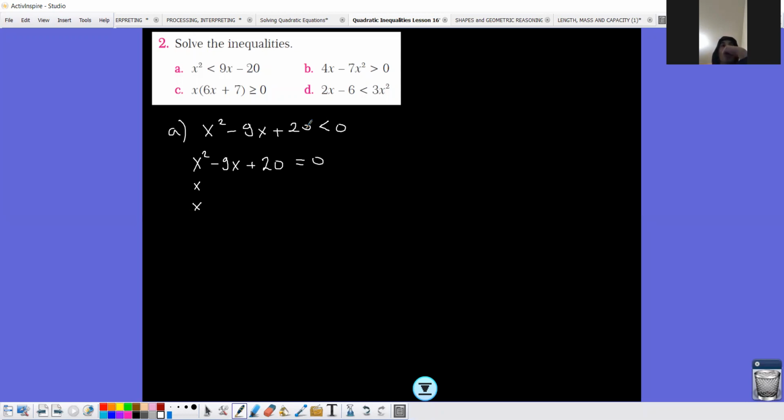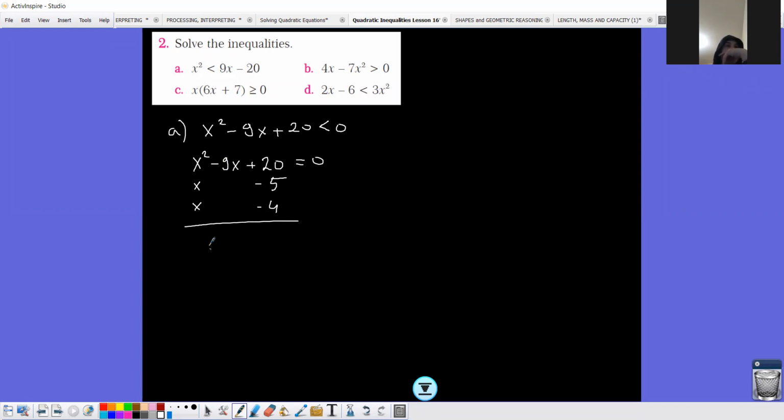Then what do we need to do? 5 and 4. Yes, 5 and 4 will help us. But here I have, Yona, minus 9, and here I have plus 20. So what do I need to write for the signs of 5 and 4? Minus 5 and minus 4. Minus 5 and 4 will be minus 20, but minus 5 and minus 4 will be plus 20. And here you will have minus 9.